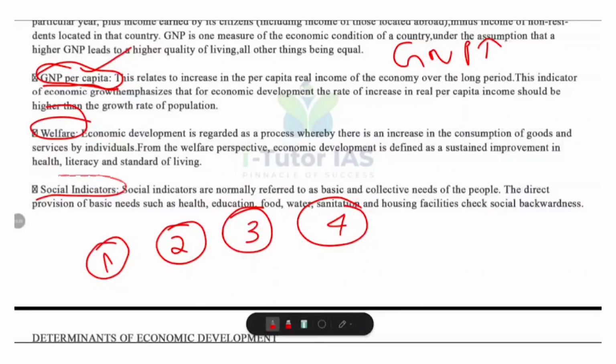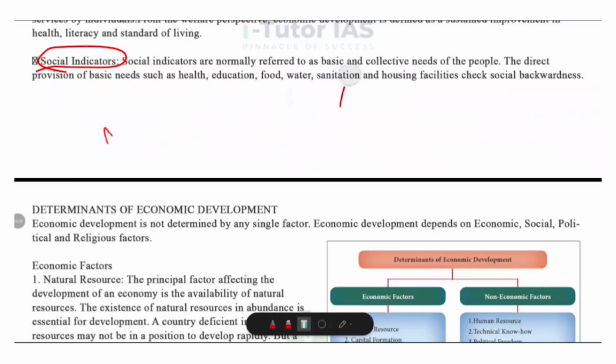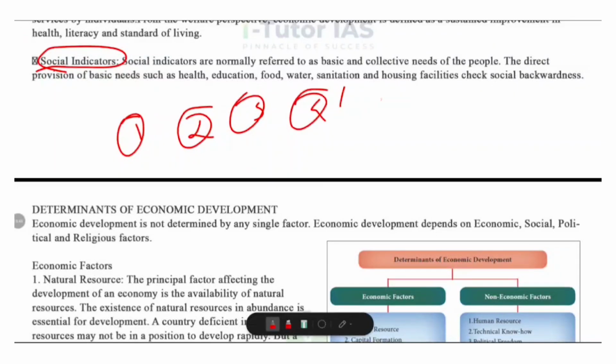Fourth one, social indicators. Okay, social indicators measure the basic and collective needs of people. These include direct provisions such as health services, education, food and nutrition, then clean drinking water, sanitation and also adequate housing. These indicators help us understand how the benefit of development reaches the population, especially the poorer sections.